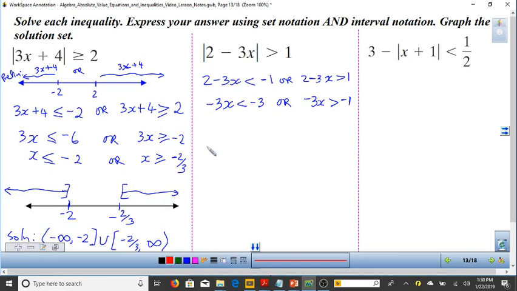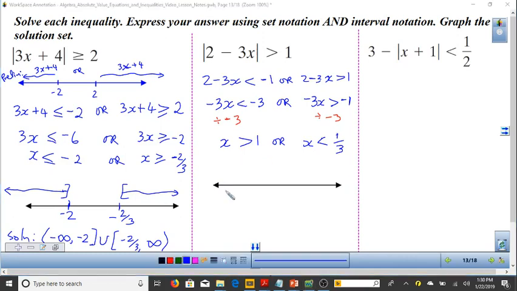Divide both sides by negative 3. When I divide by a negative, the inequality reverses. So we end up with x is greater than 1, or x is less than 1/3. And so again, we have our two solutions there. And as before, I'm going to leave you to check those solutions. I'm going to write this down here. Remember to check.